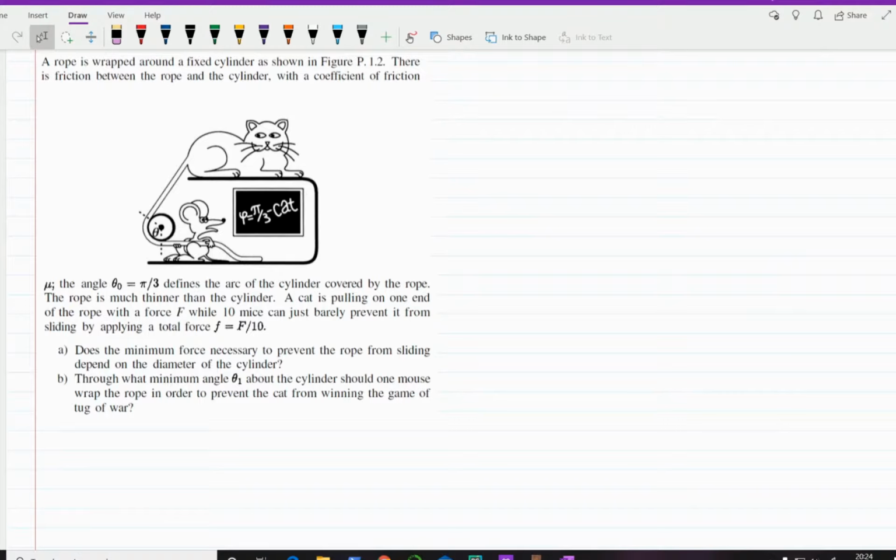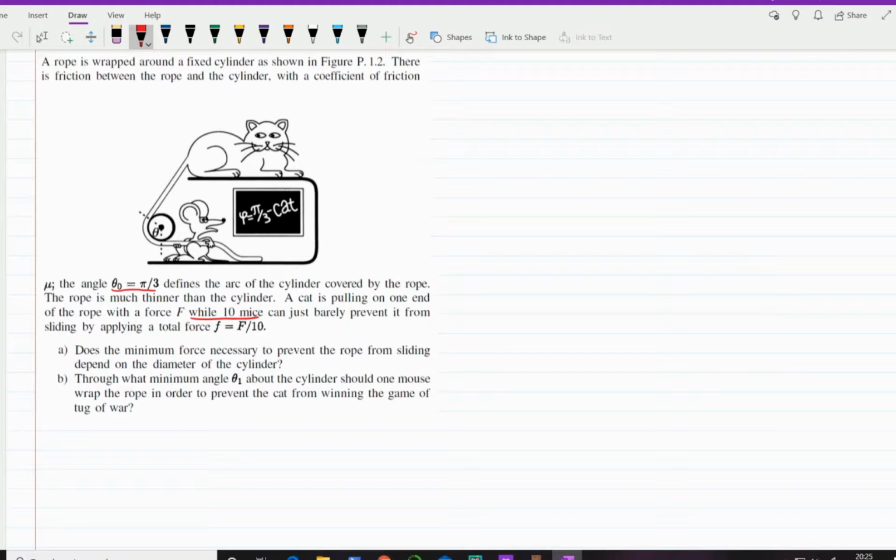This very interesting mechanics problem is called cat and mouse tug of war. The image shows a mouse tugging the tail of a cat around a rough cylinder. The first part of the question asks us, does the minimum force necessary to prevent the rope from sliding depend on the diameter of the cylinder?